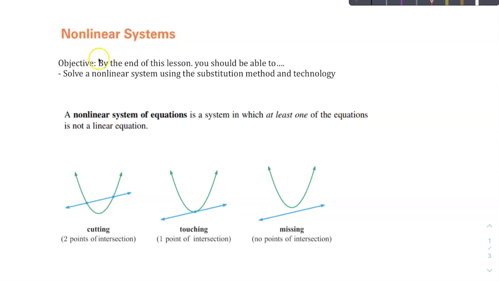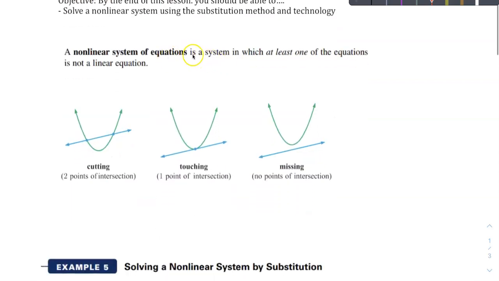Linear systems objective. By the end of this lesson, you should be able to solve a nonlinear system using the substitution method. A nonlinear system of equations is a system where at least one of the equations is nonlinear.